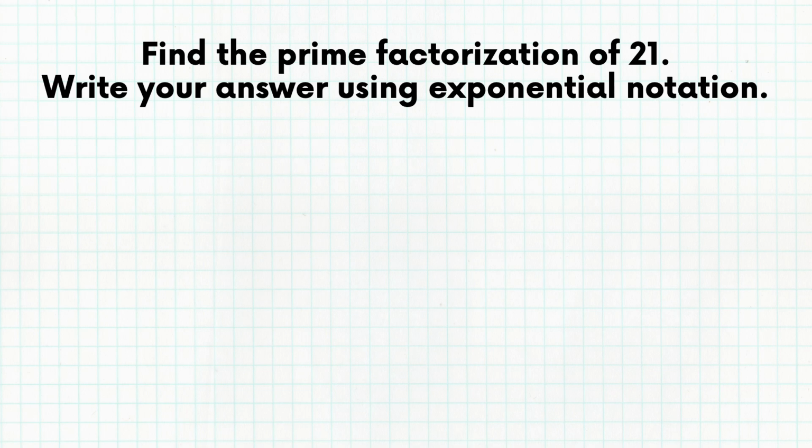Find the prime factorization of 21. Write your answer using exponential notation. So let's try to divide 21 with the prime numbers. 3 times 7. And are both 3 and 7 prime numbers? Yes, they are. So the answer is simply 3 times 7.